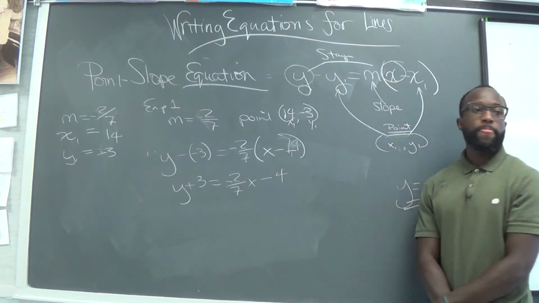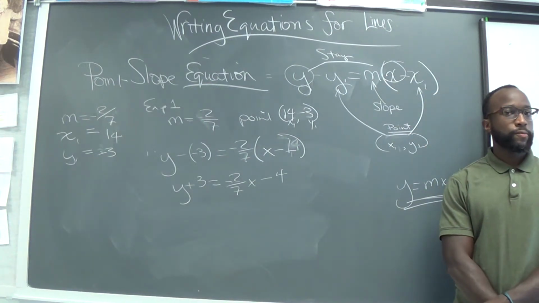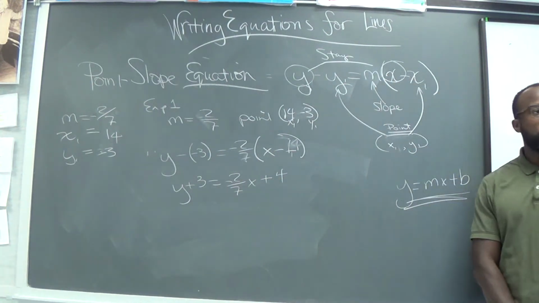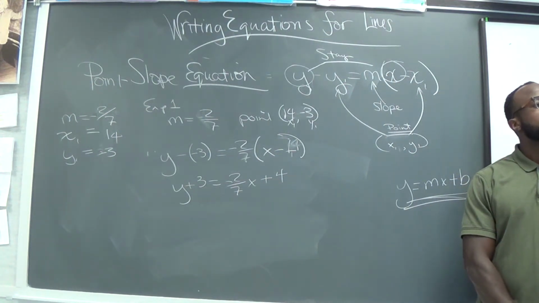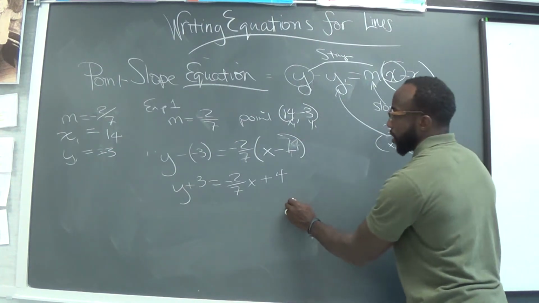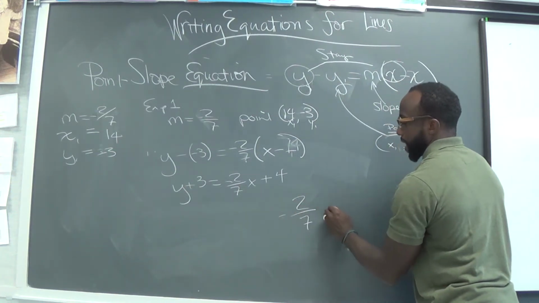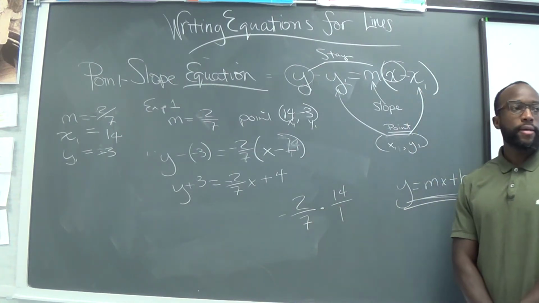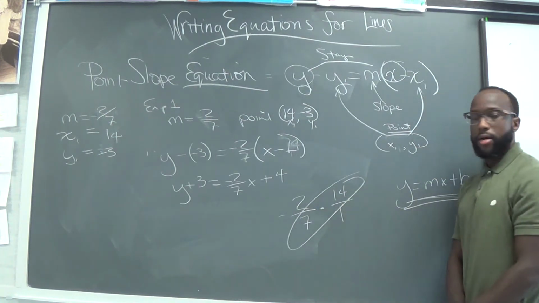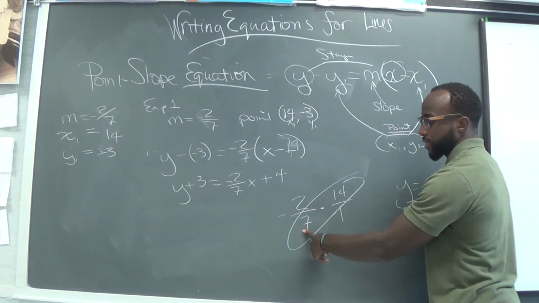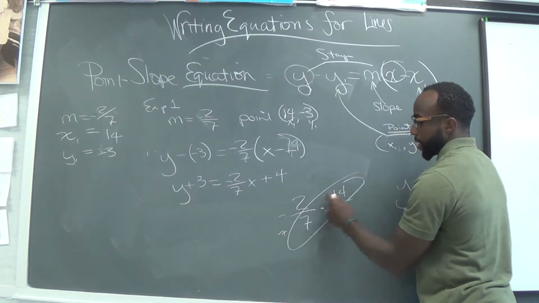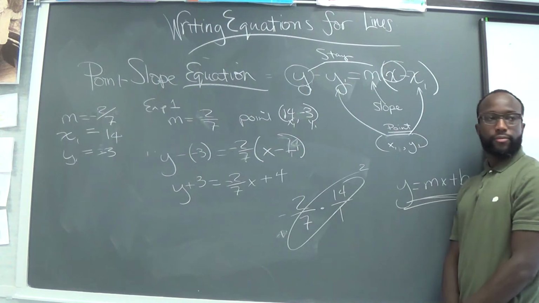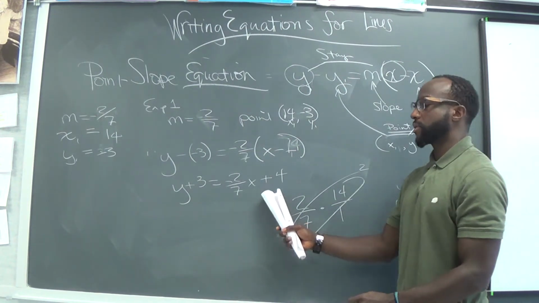You guys agree with that? Positive 4, because that was a negative and that's a negative. Negative times a negative, so it's positive 4. How'd you get that? Okay, so we got negative 2 over 7 times negative 14 over 1. We cross simplify. So this is 7 divided by 7, which is 1, and 14 divided by 7, which is 2. That's how we got this positive 4.